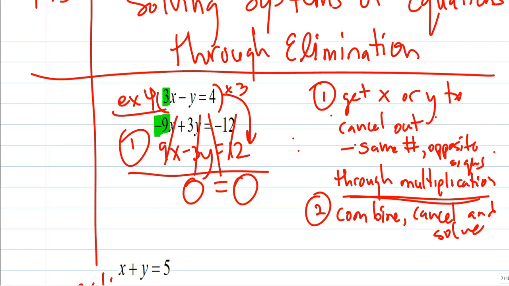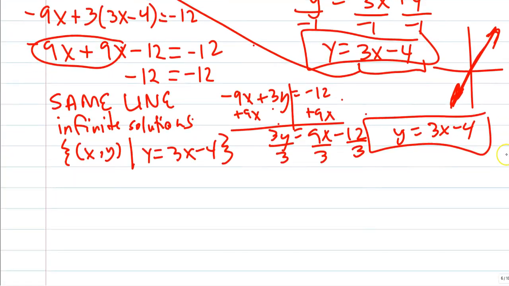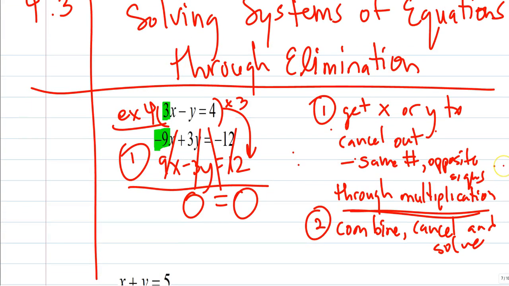Notice just like before where I had 12 equals 12, here I get 0 equals 0. Both sides are the same, which means we have the same solution. Infinite solutions. They are the same line.